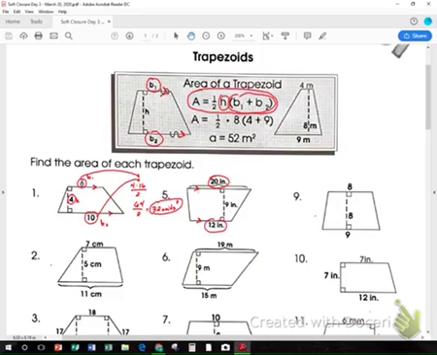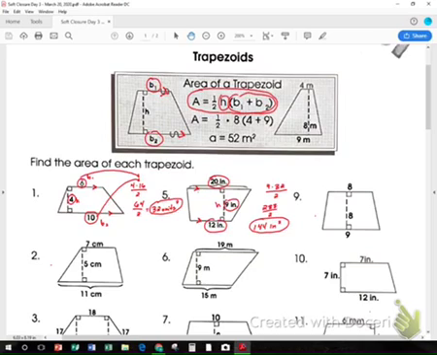20 plus 12 is 32. So 32 times the height. Height is 9. So 32 times 9. Divide by 2. Calculator, 32 times 9 equals 288. So we got 288 divided by 2. Divide by 2 equals 144. So that's 144 inches squared.